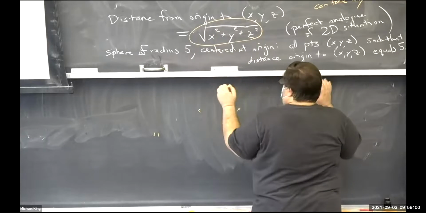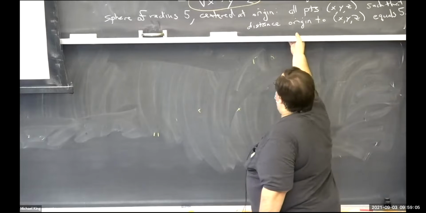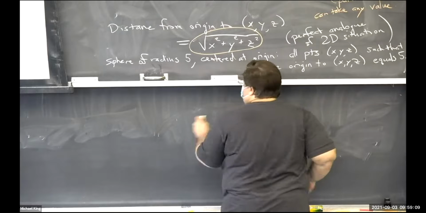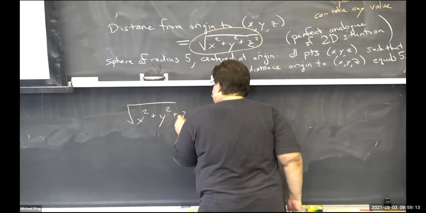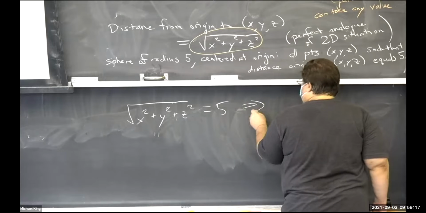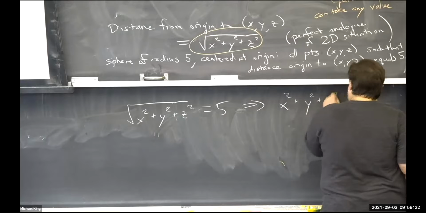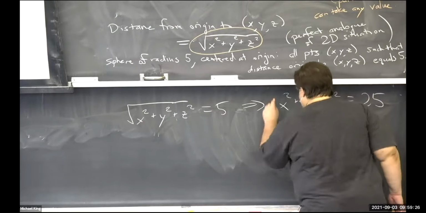I'm going to run out of space, so let me just write it here. Hopefully that's still on the screen. So that's basically saying that the square root of x squared plus y squared plus z squared equals 5. And then the way we tend to do this is actually square both sides, and x squared plus y squared plus z squared equals 25. Okay, so this is the equation.